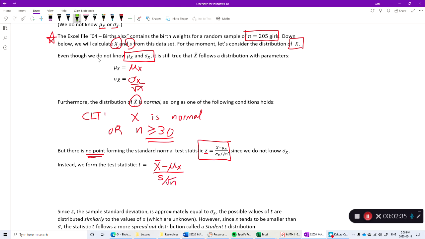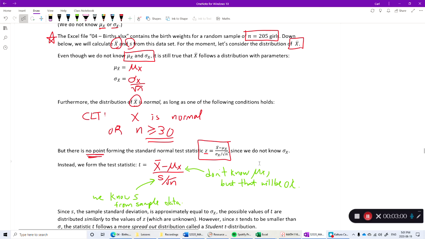And the difference here is that we know s from the sample data. We still don't know this mean here, but that's going to be okay. That will be okay. Okay, you'll see in a minute.